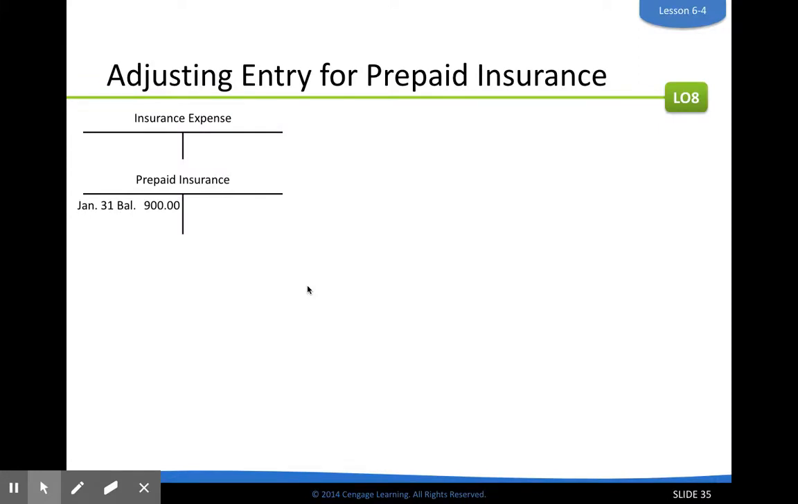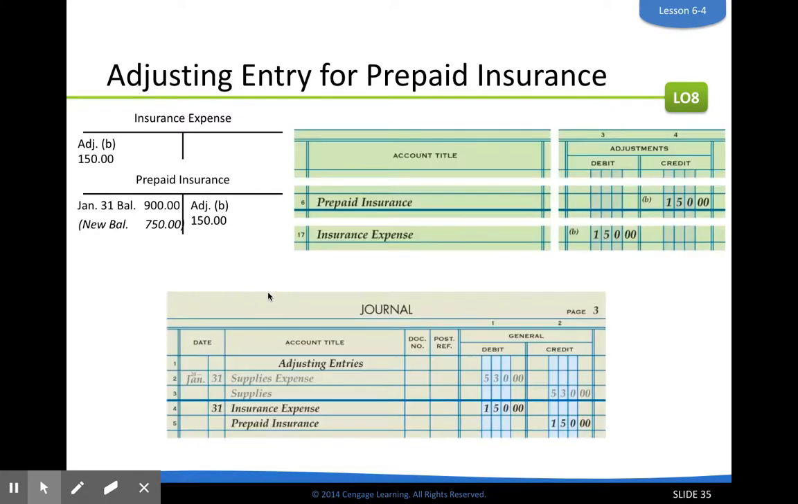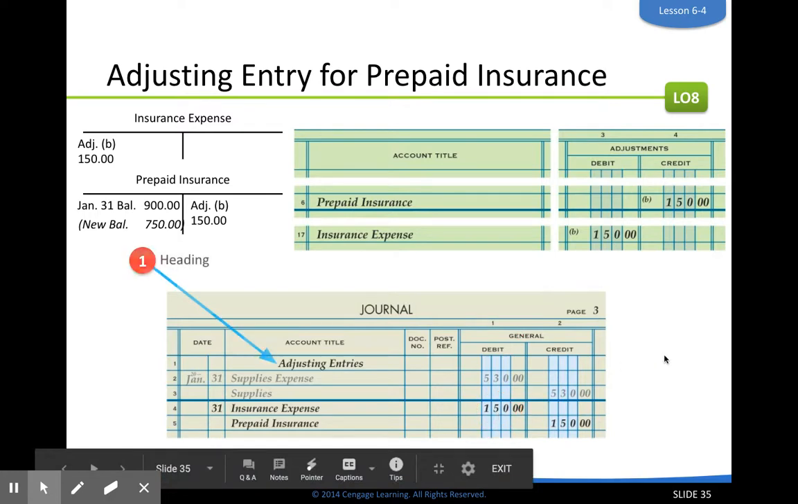Same exact thing for our prepaid insurance. Remember, we started January with $900, but we really used $150, so we had that $150 expense, that $150 adjustment. So draw a line from where these numbers are coming from on your note guide. Draw a line from the green, our worksheet up here, where these numbers are coming from down into your journal.